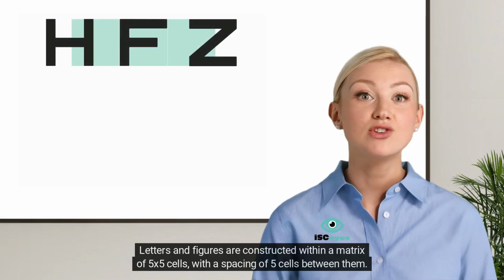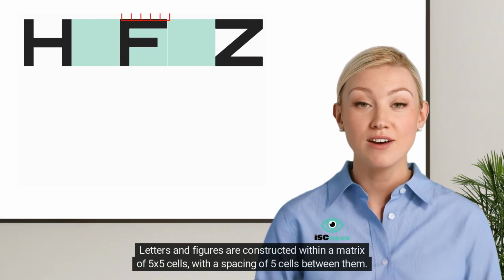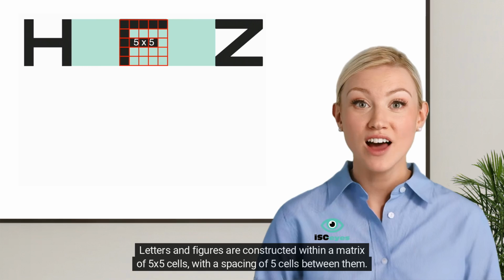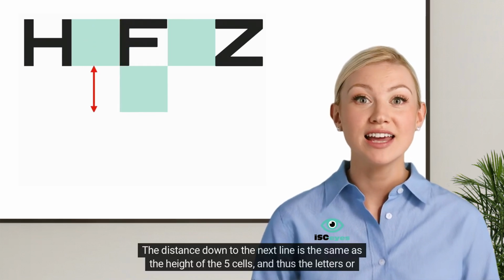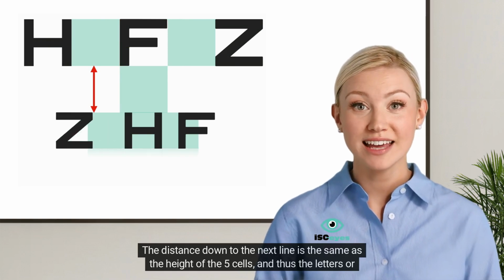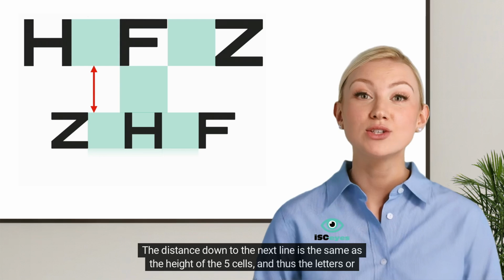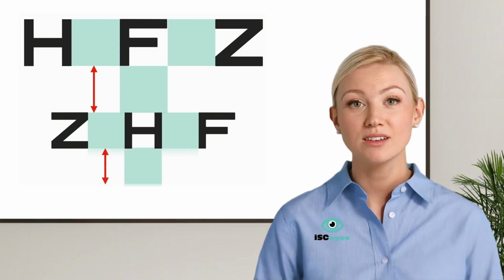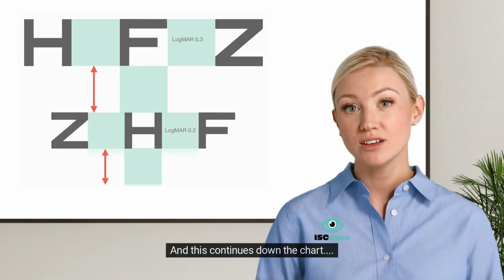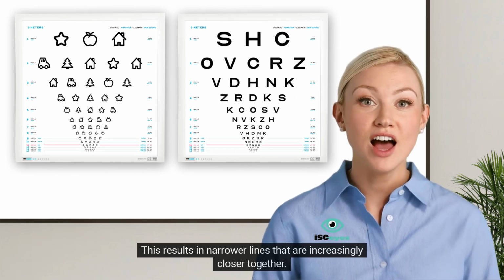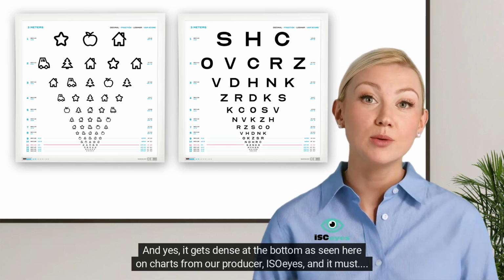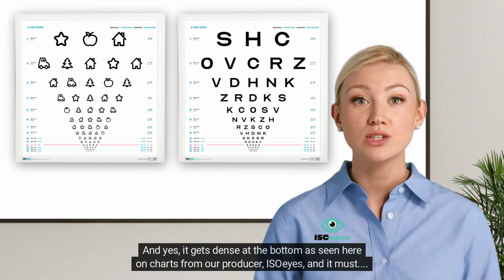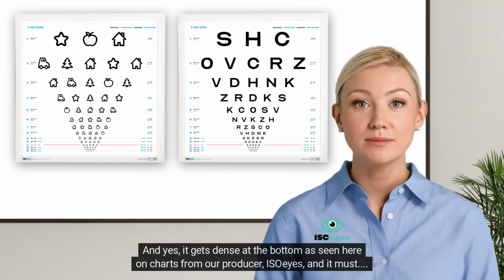Letters and figures are constructed within a matrix of 5 by 5 cells, with a spacing of 5 cells between them. The distance down to the next line is the same as the height of the 5 cells, and thus the letters or figures on the line. And this continues down the chart. This results in narrower lines that are increasingly closer together. And yes, it gets dense at the bottom, as seen here on charts from our producer ISOeyes, and it must.